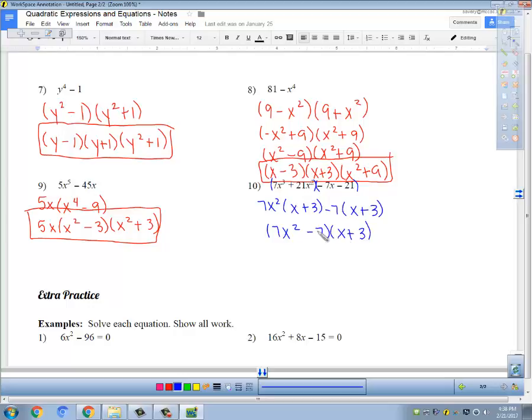But notice I can factor out a 7 from this first set of parentheses, so I'm going to go ahead and do that. You also could have done it at the very beginning if you noticed. You could factor a 7 out of all of those. So I see difference of squares right here in this first set of parentheses. So that's x minus 1 and x plus 1. Then bring down the x plus 3. So that's your final answer.